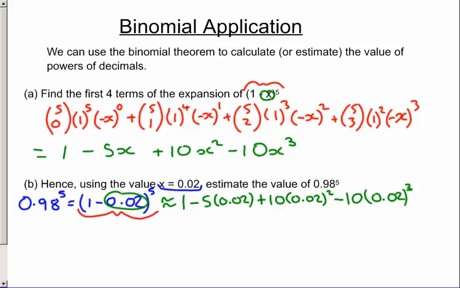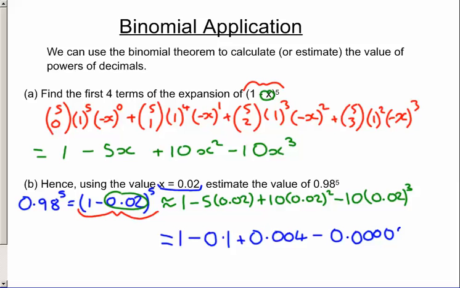So it's 1 minus, well, 5 times 0.02 is 0.1, plus 0.02 squared is 0.0004, 4 decimal places, and when we times that by 10, it's 0.004, minus 0.02 cubed, we get 6 decimal places ending in an 8, 0.000008, times that by 10, we get 0.00008.